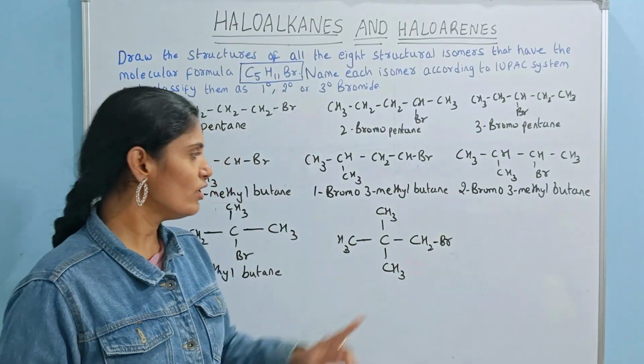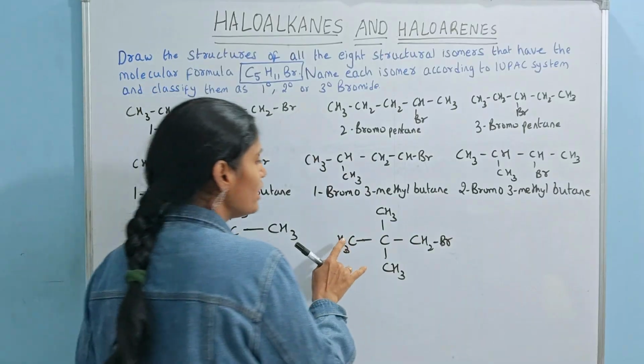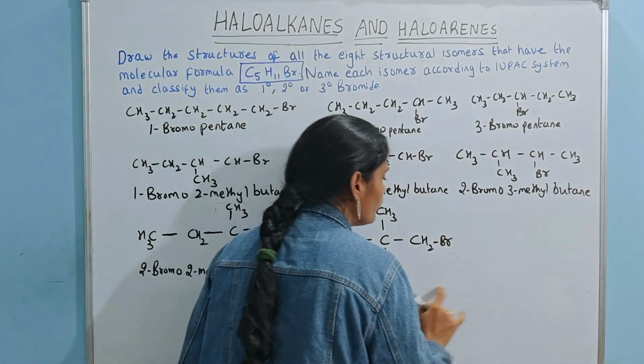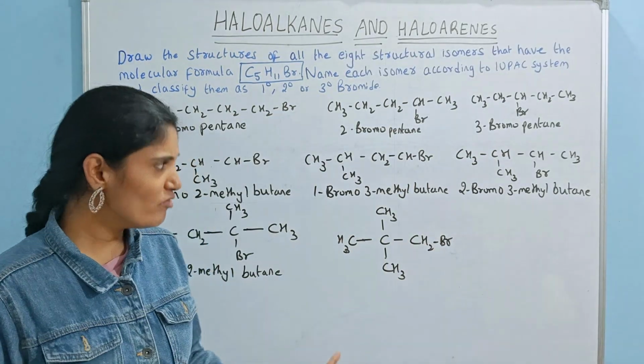Okay, you try anywhere, you put Br here, the structure will be the same. So with 3 carbons being in the main chain, this is the only possibility. Okay, only possibility I get here. If you want, you can check.